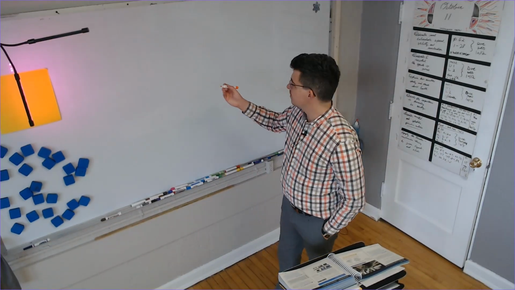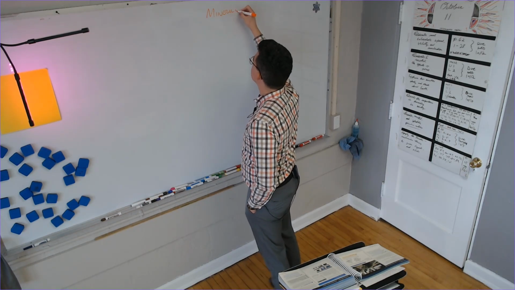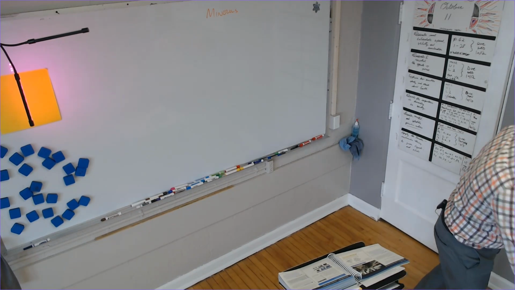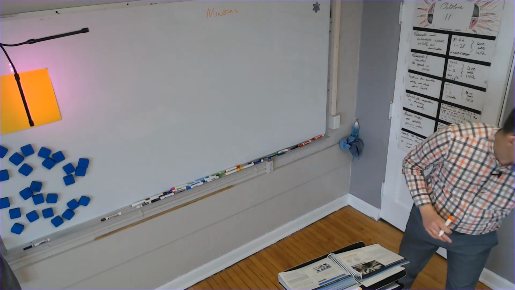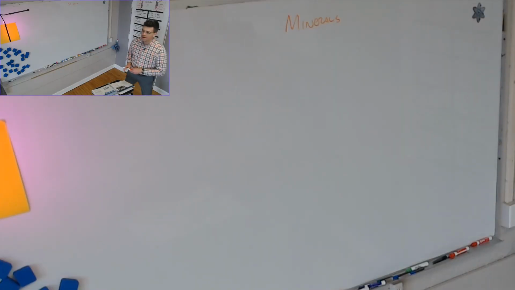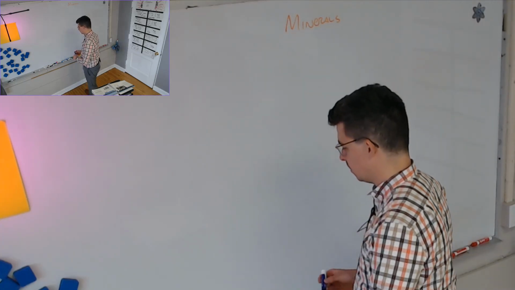Earth science time. We're talking today about minerals. Is orange too not good enough? Please zoom in. Orange might be too not good enough. Well, that word is minerals. I'm going to switch to a different color going forward.